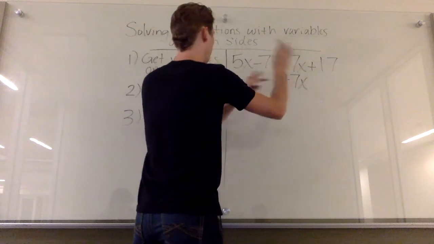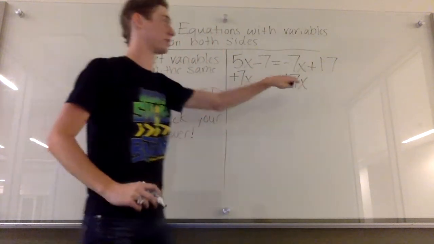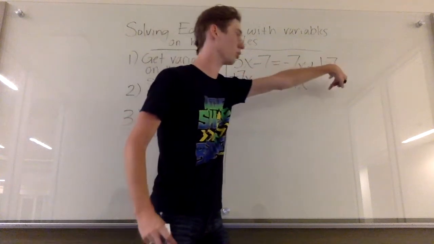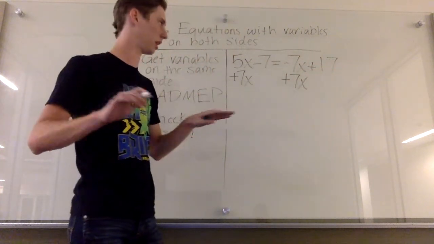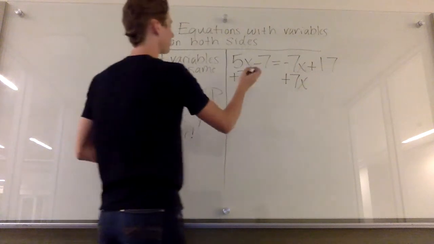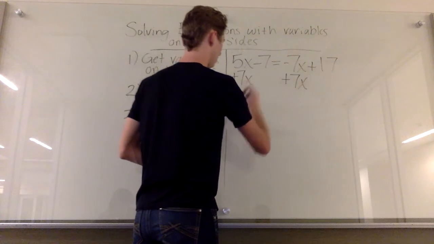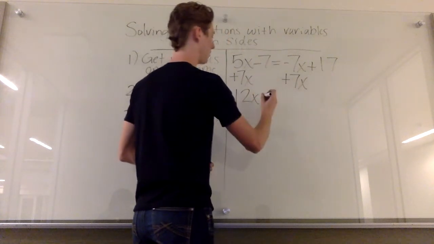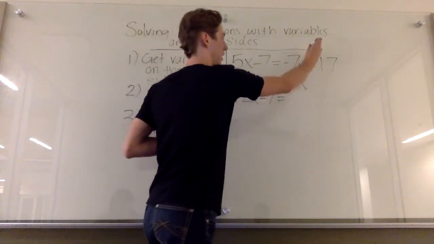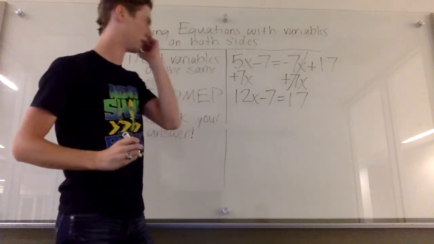If you do something on one side, got to do it to the other. We're adding 7x. Now, since it's an x, we can't add it to this normal 7 or this normal 17. That doesn't work. Can't add x's with normal numbers. Okay, so we've got 5x plus 7x. That's going to give us 12x. We still have our minus 7 equals, we did this so this would cancel out, and we've still got 17 left. Okay?